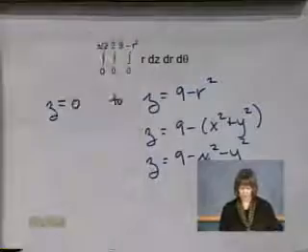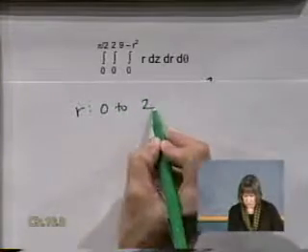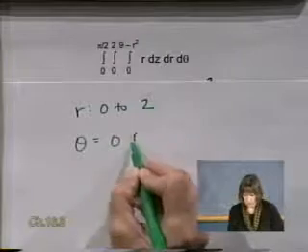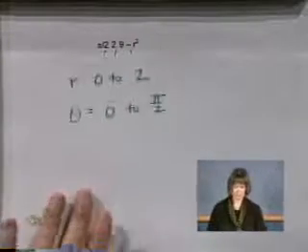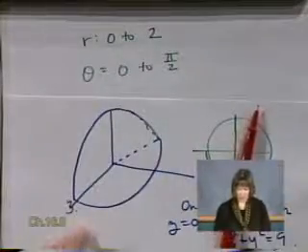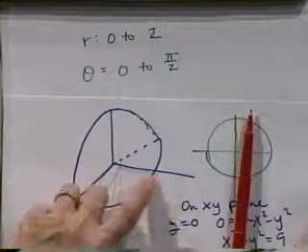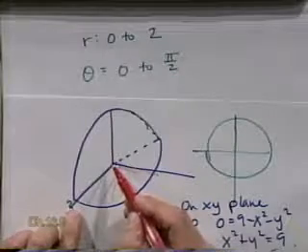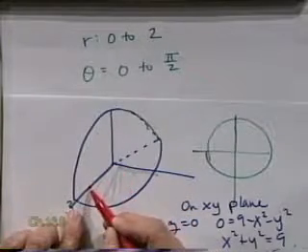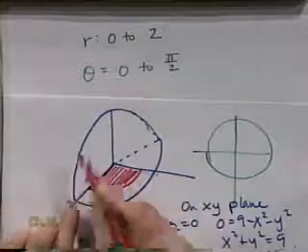Okay, now we got to look at what their other integrations are from, though. Looking at the other integrations, we have r ranging from 0 to 2, and theta ranging from 0 to pi over 2. If theta is just going from 0 to pi over 2, you're going to stop right there, aren't you? And r is only going from 0 to 2. That's your base. And therefore, this is your height.